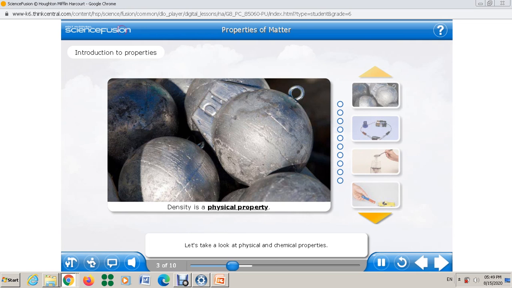Let's take a look at physical and chemical properties. A physical property can be observed and measured physically, for example, by touching, bending, heating, or cooling it. But chemical properties are different because you must change the substance chemically to observe the property. For example, to observe the flammability of a substance, you must burn it, and that changes its chemistry.